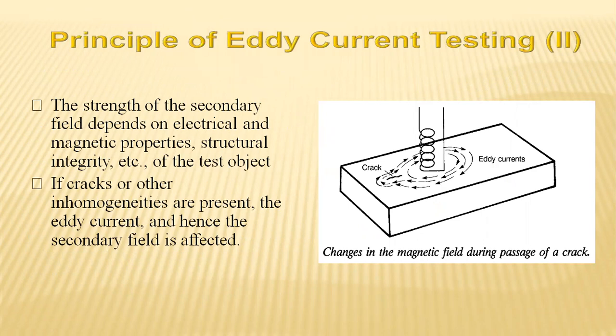Let's move on to the principle of eddy current testing. We will have a detailed look at whether the induced eddy currents have the strength to examine the entire surface finishing, and how far the maximum thickness can be examined. The strength of the secondary field depends on the electrical and magnetic properties of the material.